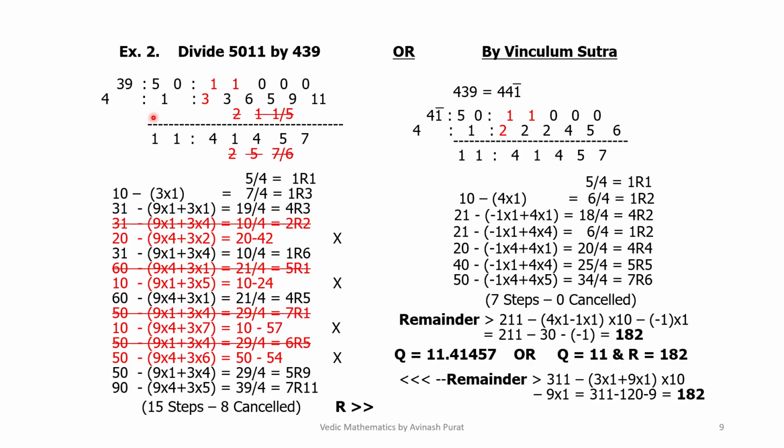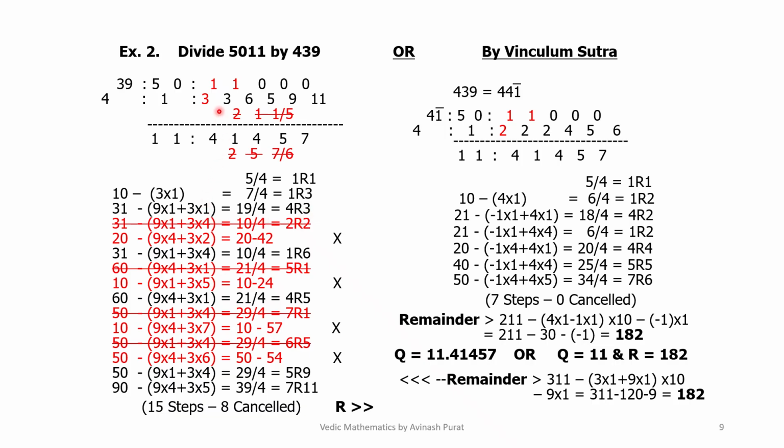Now second division 10, 10 minus 3 into 1, that is 7 divided by 4 equal to 1 and remainder 3. Next is 31 dividend minus 9 into 1 and 1 into 3 into 1, that is 9 plus 3, 12. 31 minus 12 is 19 divided by 4 equal to 4 quotient and remainder 3.